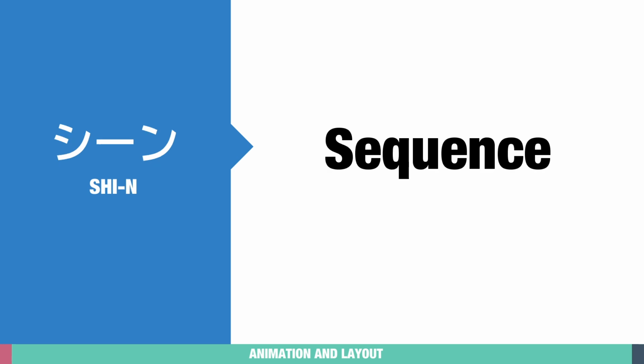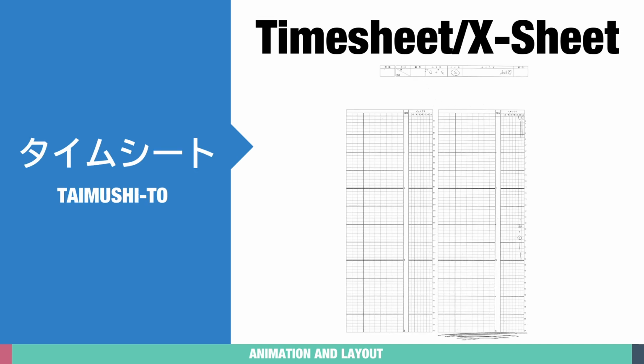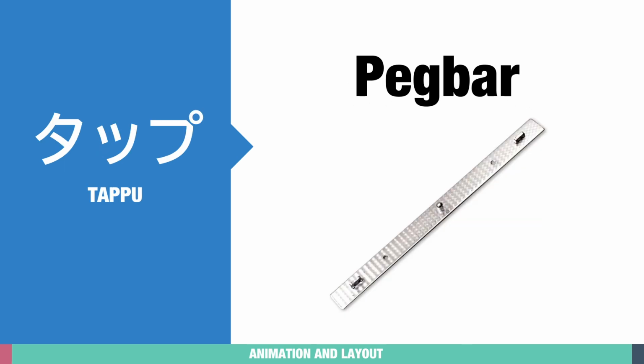Scene. So this is scene, but a scene in Japan is the equivalent of what we call a sequence in the West. Saru. Celluloid. The transparent pieces of plastic that animation was done on in the past. Now, this just generally refers to an animation layer. Timesheet. This is the timesheet or exposure sheet or X sheet where your animation will be timed on. Tap. The animation peg bar.